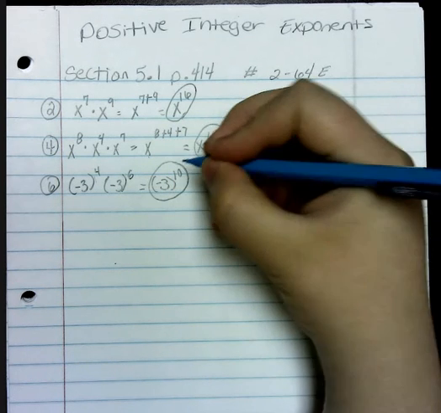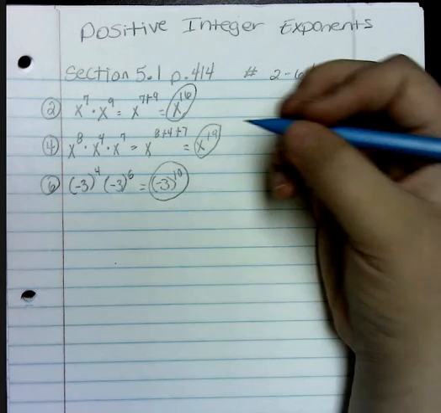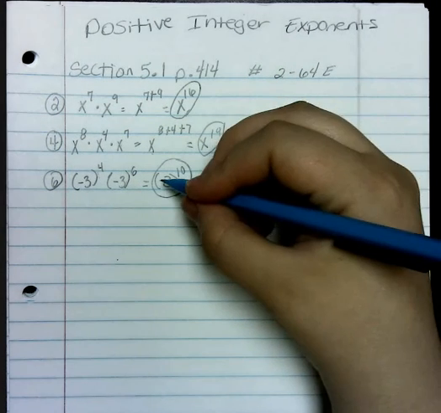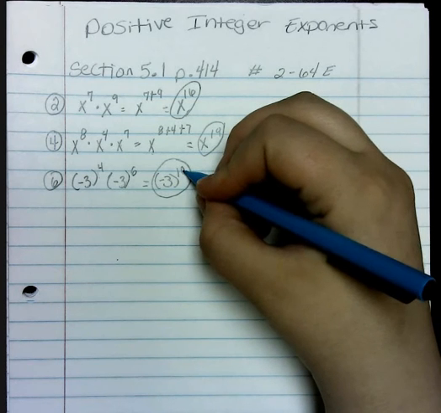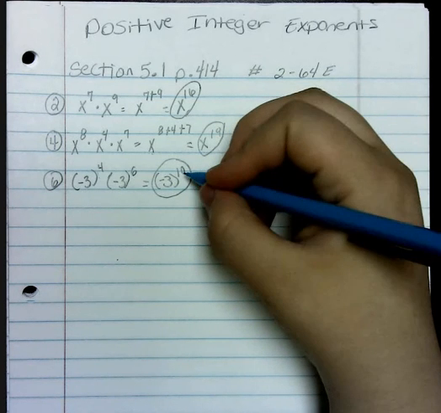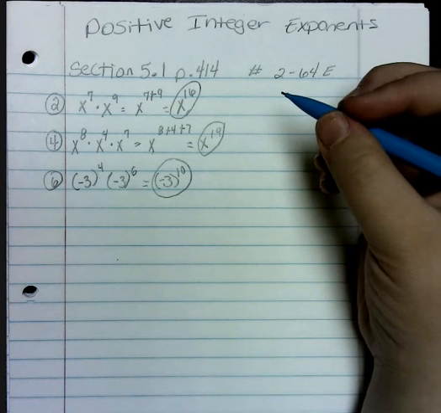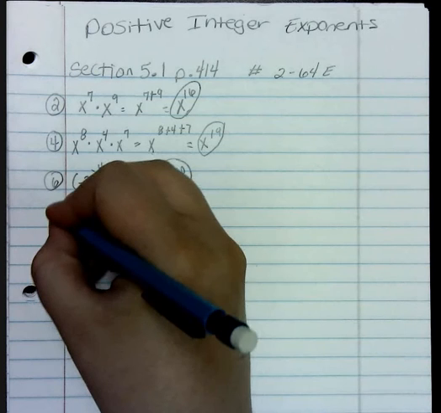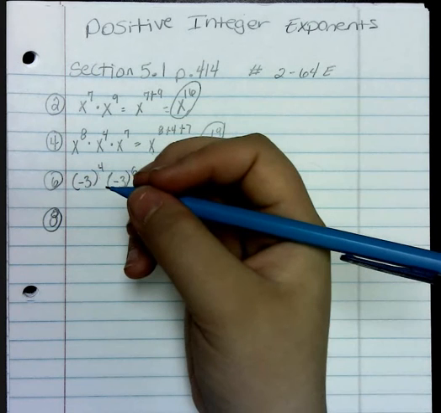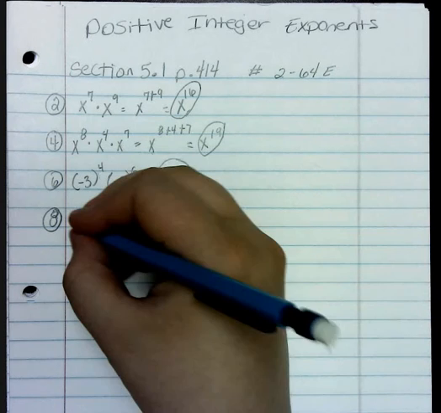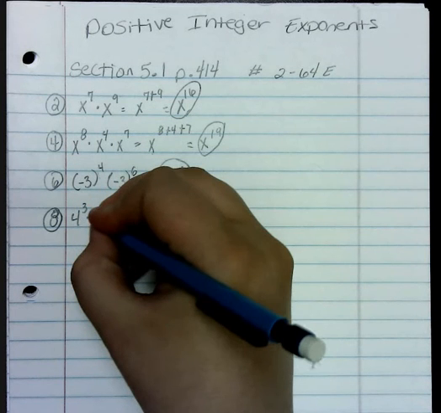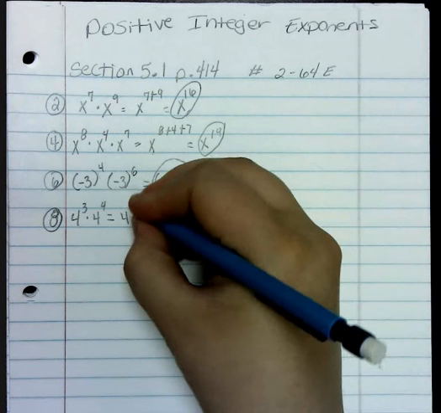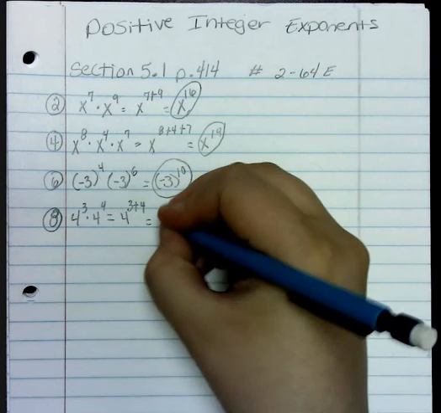Those parentheses are important. If you were to leave those parentheses out, you would end up only raising the 3 to the 10th power instead of the negative 3 to the 10th power. So those parentheses are definitely important, so be careful about that. On number 8, 4 to the 3rd times 4 to the 4th. So that would give me 4 to the 3 plus 4, which is 4 to the 7th.